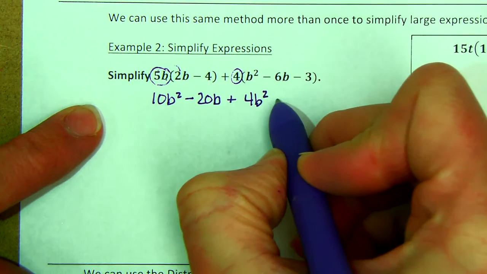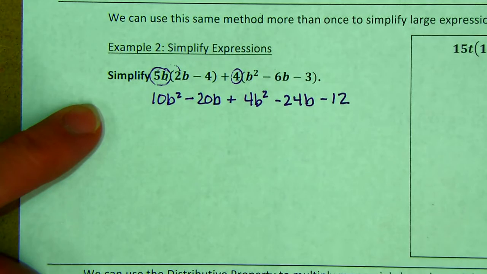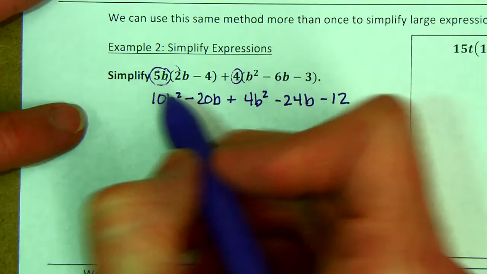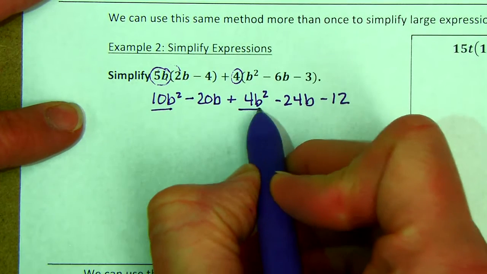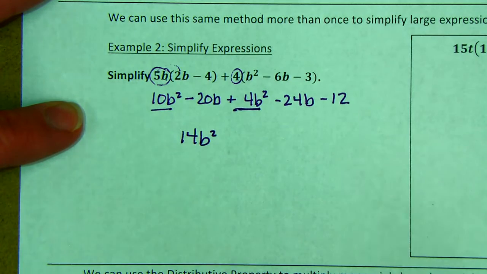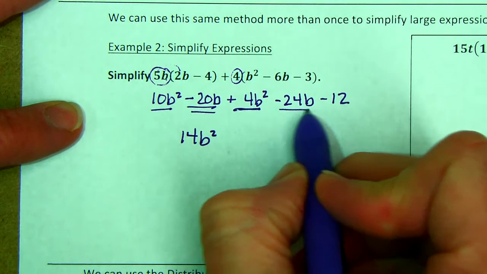And now that I've distributed to get rid of the parentheses, I'm going to look and make sure if I have like terms, I combine them. And I do. I've got a 10b squared and a positive 4b squared. Remember, if they're all the same variable, the largest exponent wants to go first. And a negative 20 and a negative 24 is negative 44b, and minus 12 in the end.